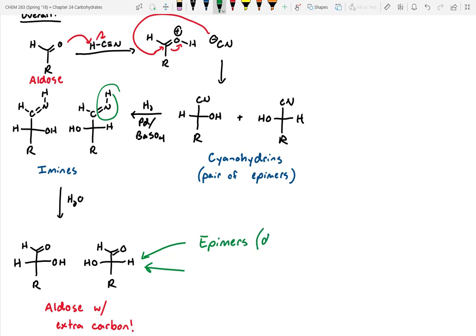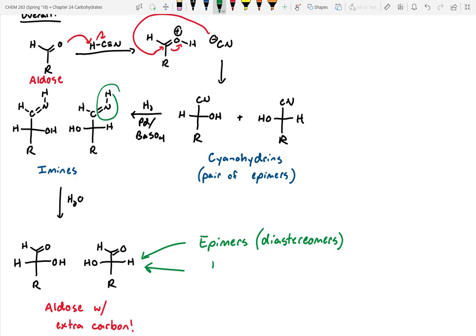Epimers are also diastereomers. Right, so they're just a special type of diastereomer. Can we easily separate these? Yeah, we can. If you remember, enantiomers are the ones that are really challenging to separate because they have the exact same physical properties. These ones have very different physical properties, so you can separate them a lot easier.